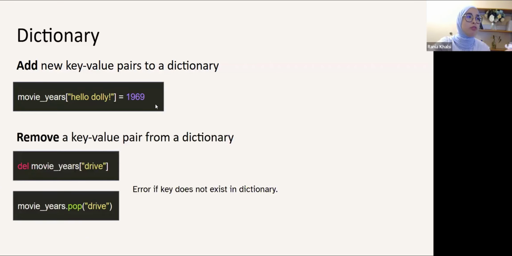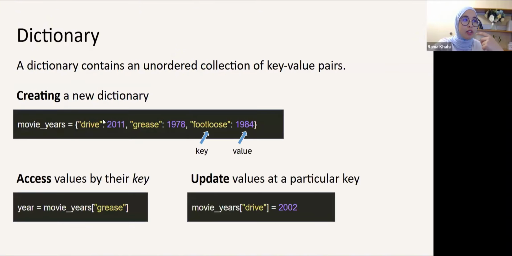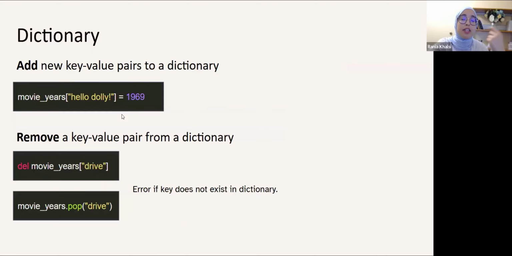Okay, we can also remove a key pair from a dictionary using the method del, okay, just del. Then del movie year drive is going to completely delete the element having that key, okay? And the keys are unique, by the way, okay? So now if I try to do pop drive in this case, it is going to give some errors because this element does not exist. It's deleted from your dictionary. This is one way to double check, okay?